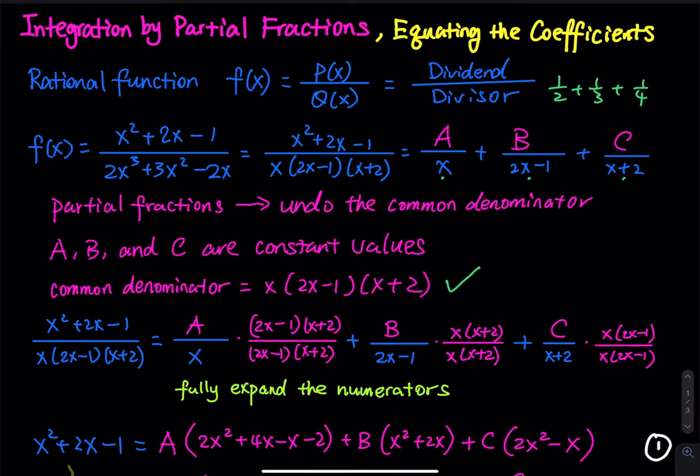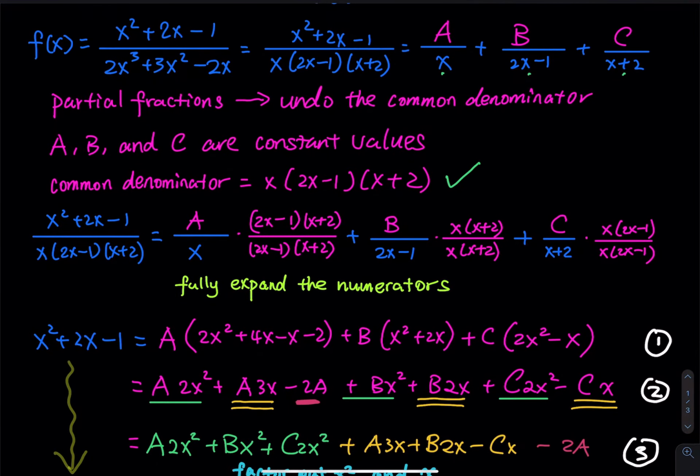All right, so now let's break down the blue rational function into three smaller fractions. Starting from a right here, we are looking at this line. So we have a over x. How do you get the common denominator? Now follow me. Look at the denominator. I have x. I am missing 2x minus 1 and x plus 2.